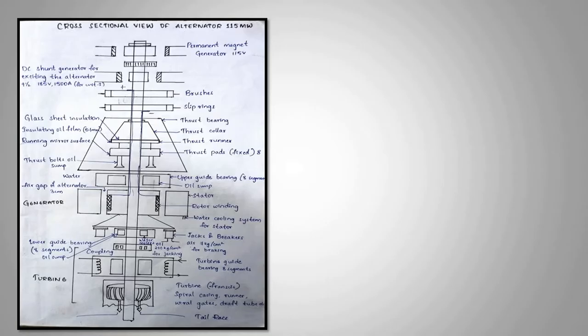So in the last video, we had a discussion regarding the cross-sectional view of a hydro generator or a cross-sectional view of an alternator. It starts with a permanent magnet generator, followed by the thrust bearing system, the stator and rotor of a main alternator, and then the turbine. All these are connected in a single shaft vertically. In that video, I discussed each piece of equipment in brief with the practical images.